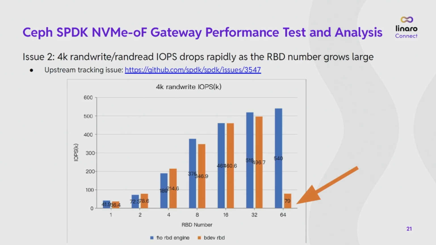And the second issue we found is that when we are doing the multiple RBD test, when we increase the RBD disk number up to 64, the IOPS will drop rapidly, as you can see in the figure below.